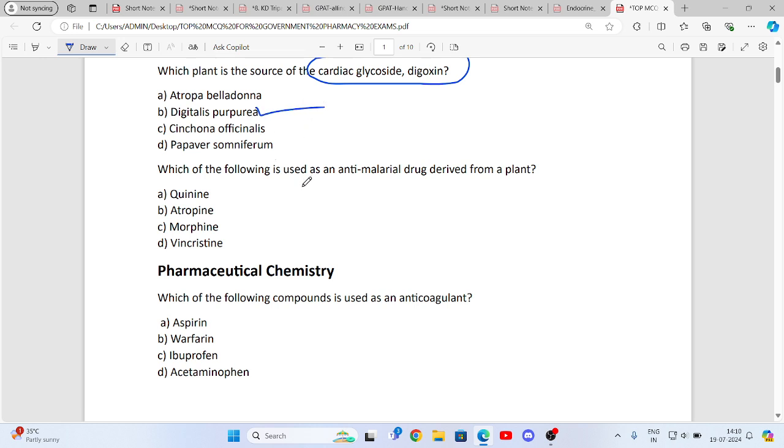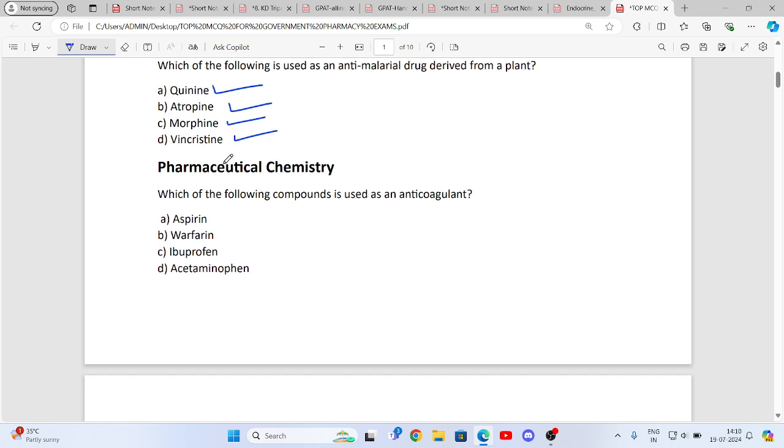The next question says, which of the following is an anti-malarial drug? So anti-malarial drug can be artemisinin or it can be quinine. So the right answer over here is quinine. Morphine is an opioid analgesic. Vincristine is an anti-cancer drug, while atropine is an anticholinergic drug.